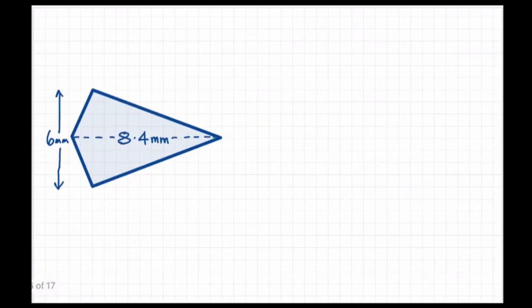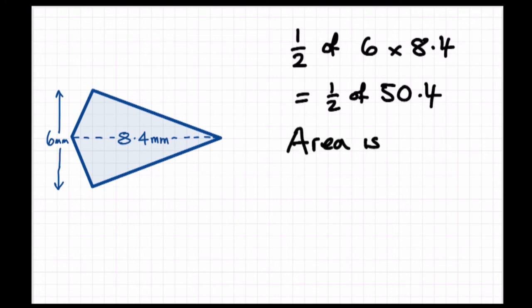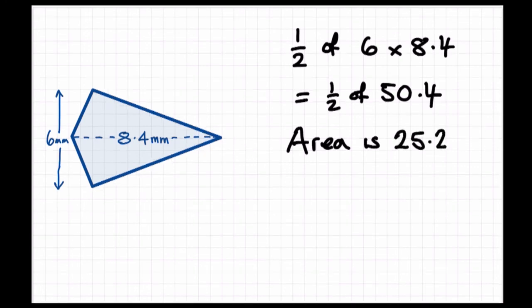So here is another kite. Let's go straight into the formula. We know that it's going to be half of 6 multiplied by 8.4. So that is going to give me 50.4, and half of 50.4 is 25.2. So the area is 25.2. Because it's area, in this case it will be millimeters squared.